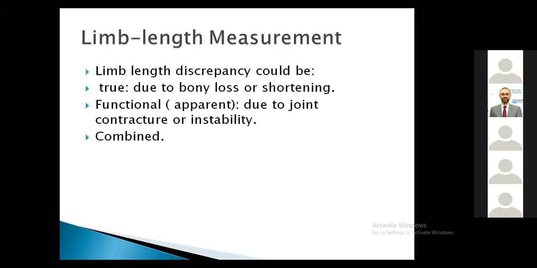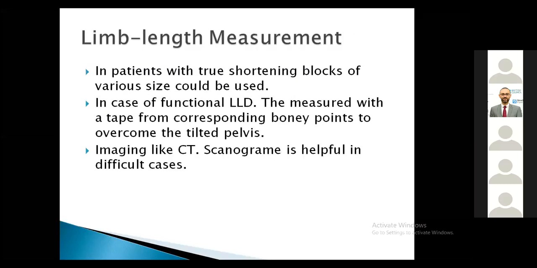Limb length measurement. Limb length discrepancy could be true, due to bony loss or shortening; functional or apparent, due to joint contracture or instability; or combined. In patients with true shortening, blocks of various sizes could be used to measure the true shortening. In case of functional limb discrepancy, it is measured with a tape from the corresponding bony points, over the tilted pelvis.